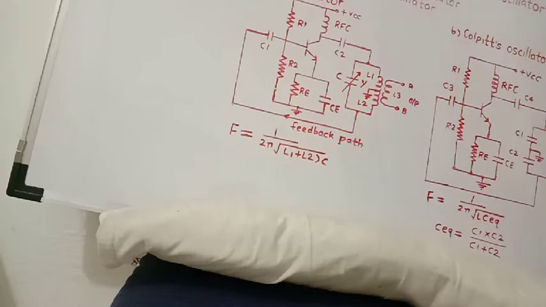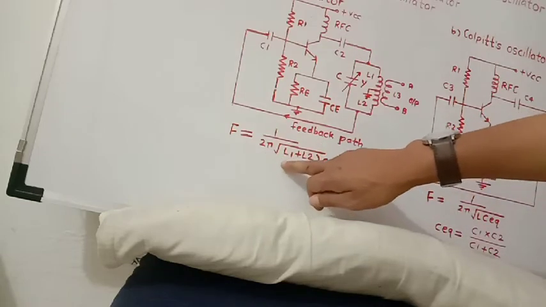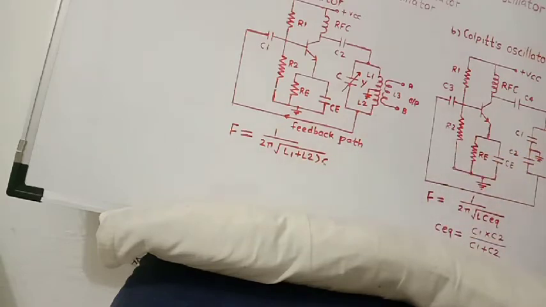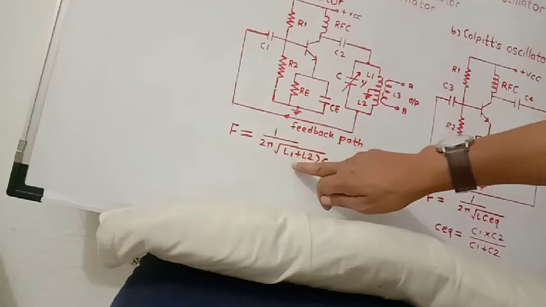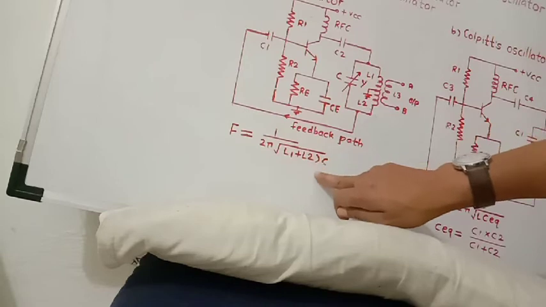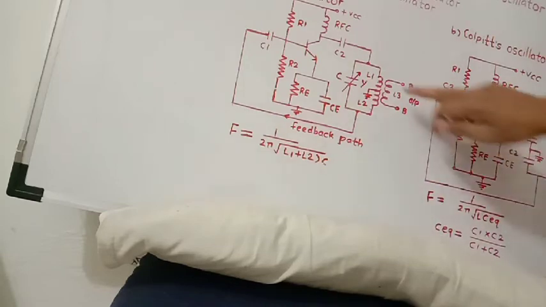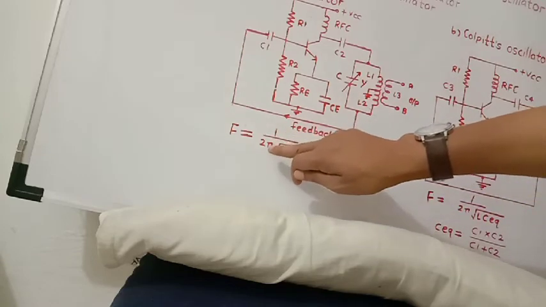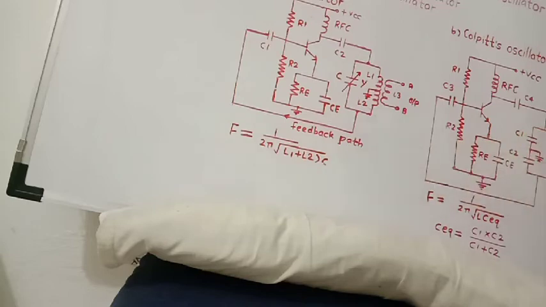of oscillations is given by the equation F is equal to 1 upon 2 pi root of (L1 plus L2) into C. This is the formula for the frequency in the Hartley oscillator. Because L1 and L2 are in series, therefore F is equal to 1 upon 2 pi under root of (L1 plus L2) into C. This is the formula for frequency.